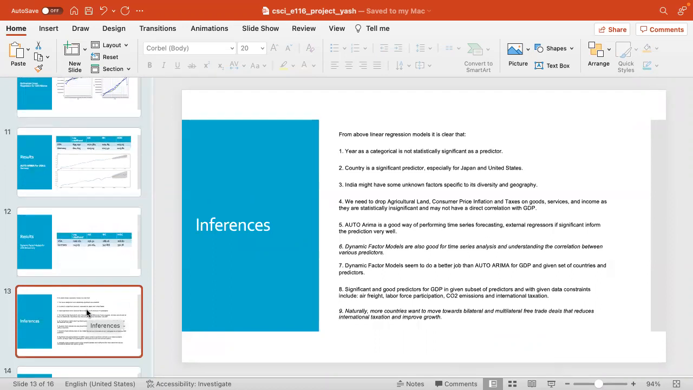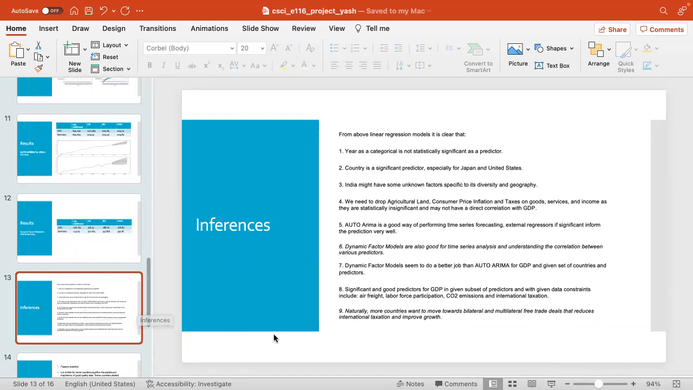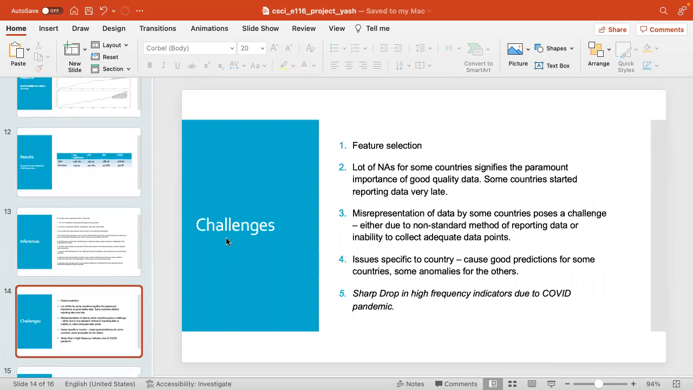So the inferences are, as I said, we need to look at some regional diversity specific, geography specific factors for some countries. Statistically insignificant variables were dropped. And there were some, as I said, like international taxation, labor force participation, air freight, very good high frequency indicators, and CO2 emissions as significant predictors. Dynamic factor models seem to do a better job than AutoArima, but both seem to be good for time series forecasting. Country is a significant predictor, especially for Japan and United States.